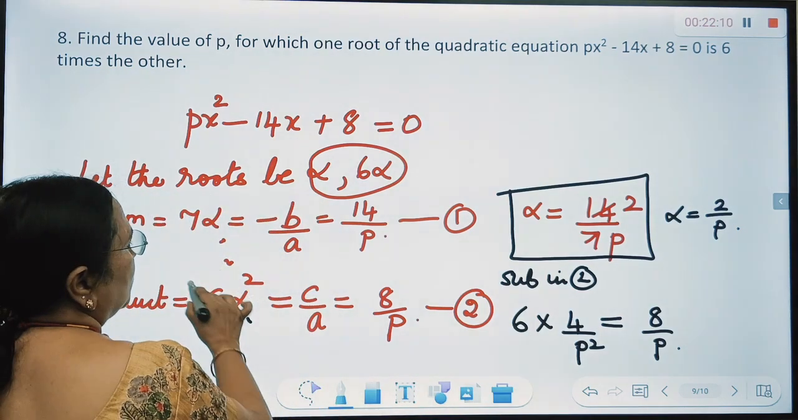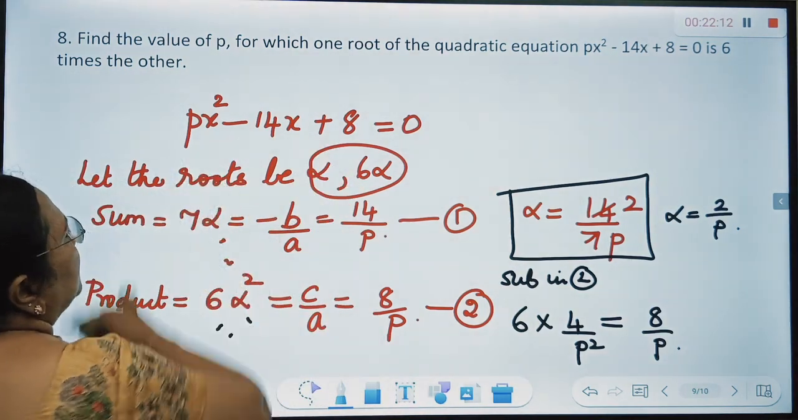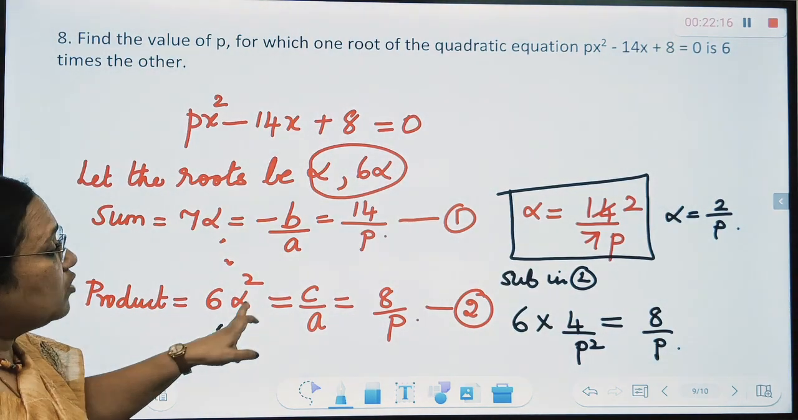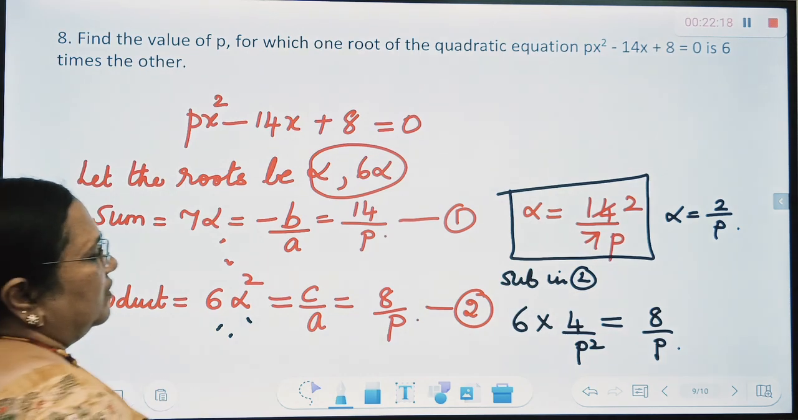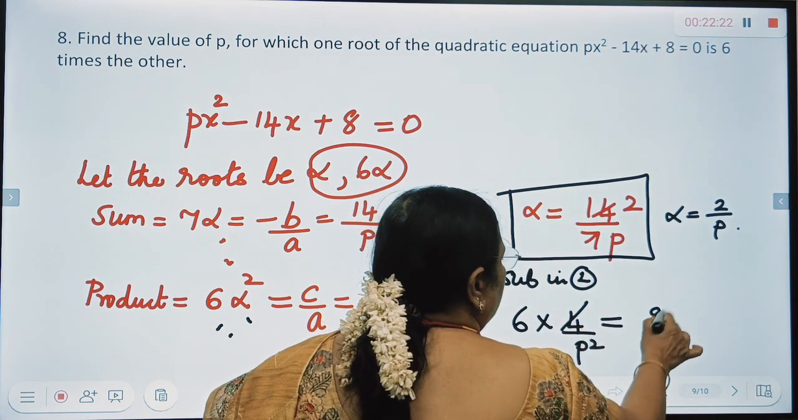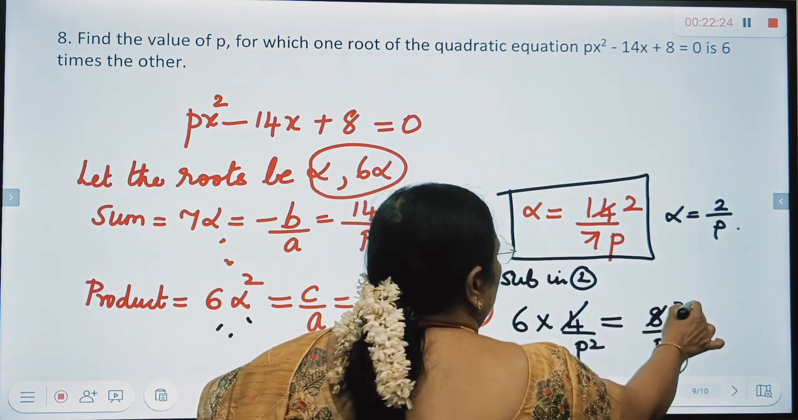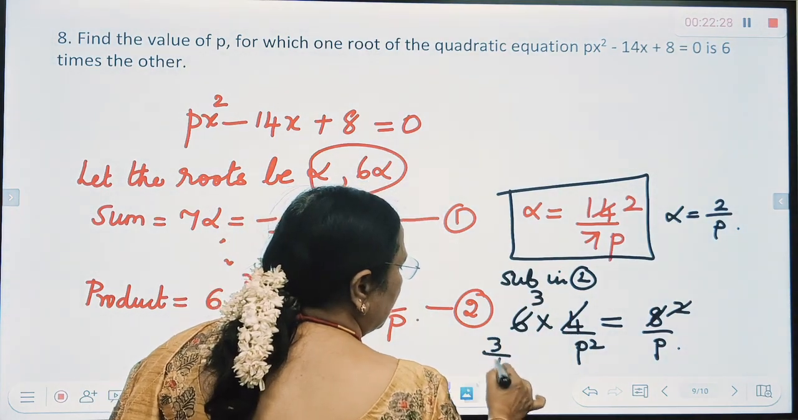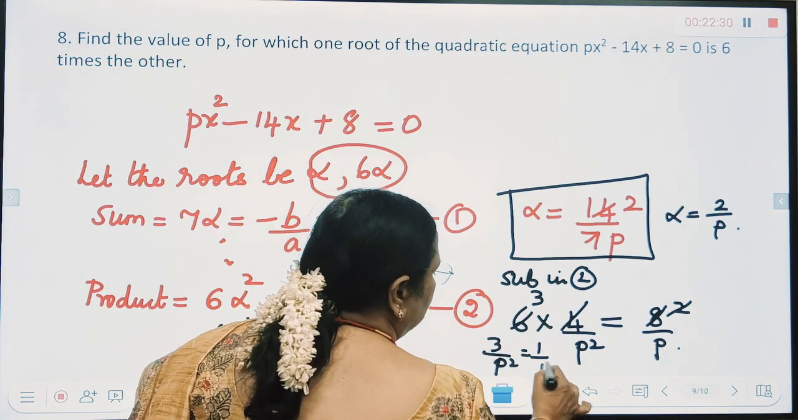See, 6 alpha square is 8 by p, right? What is alpha? Alpha is 2 by p. Alpha square will be 4 by p square. Okay, so I'll simplify this. So I can cancel off 4 with 8. I will get 2. 2 goes in 6 3 times. So 3 by p square equal to 1 by p.